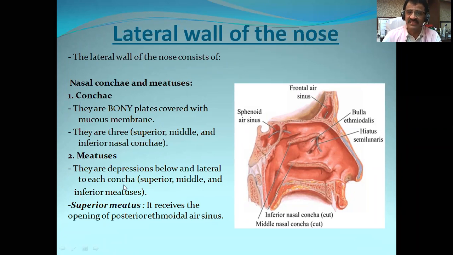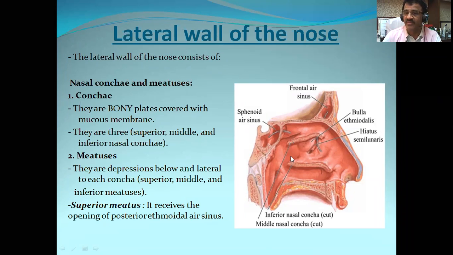If you write only this, it is a good introduction to the lateral wall of the nose. Now one by one we will try to understand these different meatuses, what they are meant for. The superior meatus receives the opening of the posterior ethmoidal air sinus. Here you can see the superior meatus, and here the middle meatus.